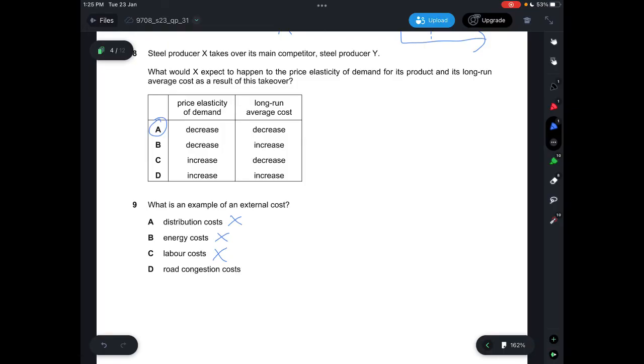Your distribution cost is an internal cost. Your energy cost is an internal cost because you need energy to operate machines, electricity, all these things, and you need to pay labor costs, which means that you need to pay your workers money to make products. So that's an internal cost. Road congestion cost is an external cost because it happens outside of the company, outside the factory, which is unavoidable or avoidable depending on the situation. It happens on the road, which is not under the jurisdiction of the factory. So answer is D.